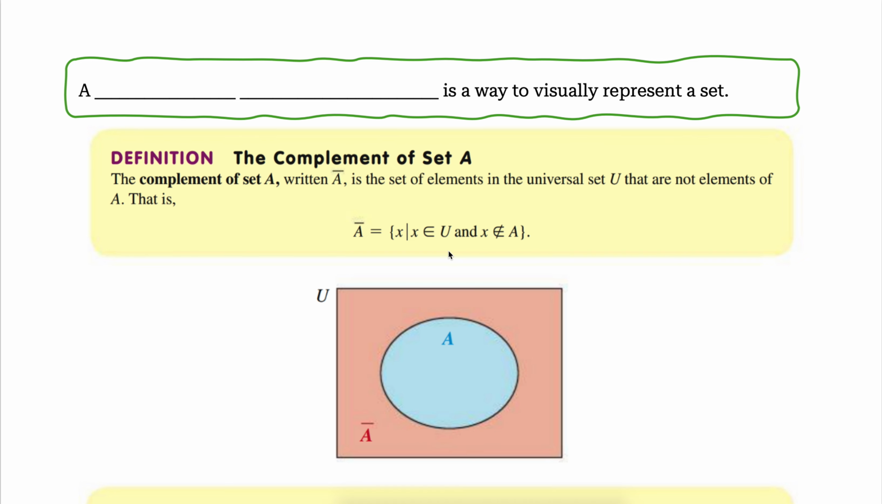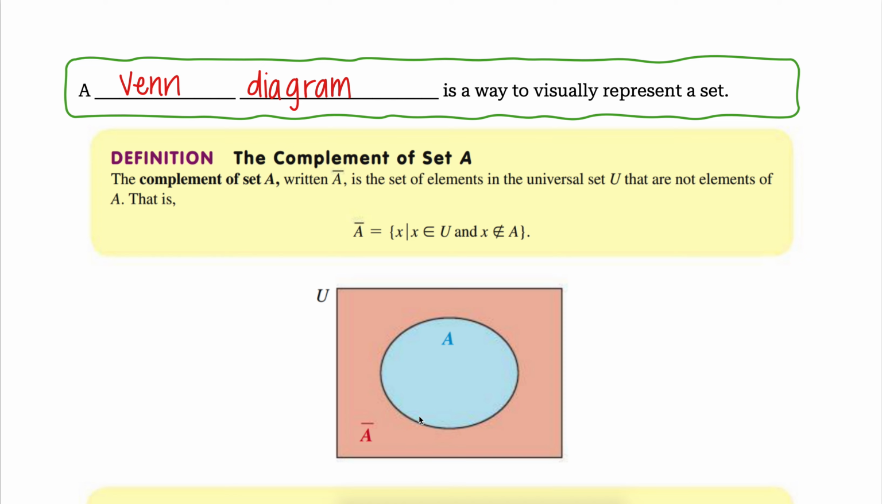With sets, many times we will visually represent a set, and we do that with what's called a Venn diagram. And in a Venn diagram, we'll have a rectangle that represents the universe, and the sets are represented by circles or sometimes ovals inside of that universe. So in this diagram here, we're going to be talking about a complement of set A.